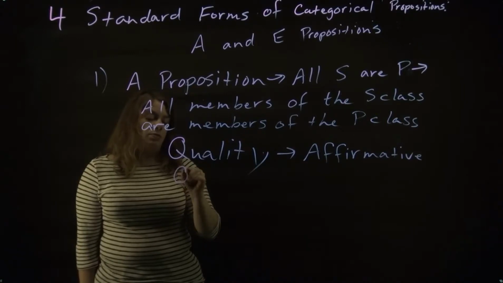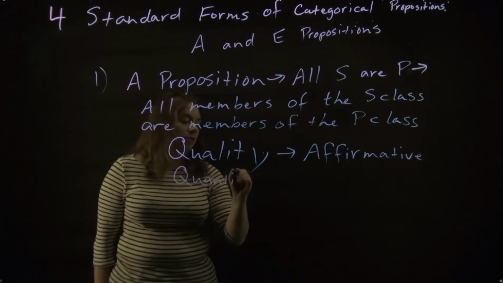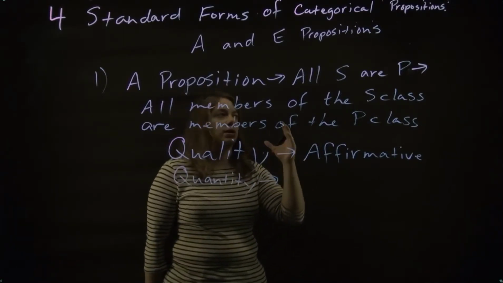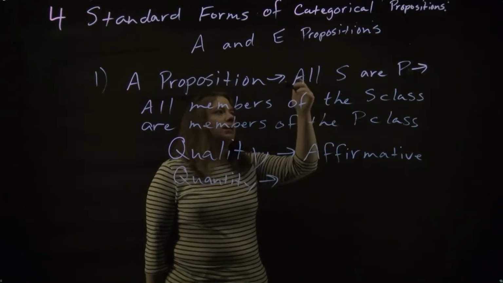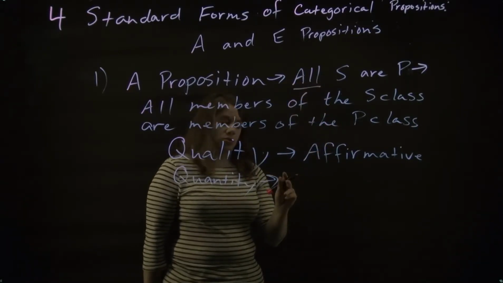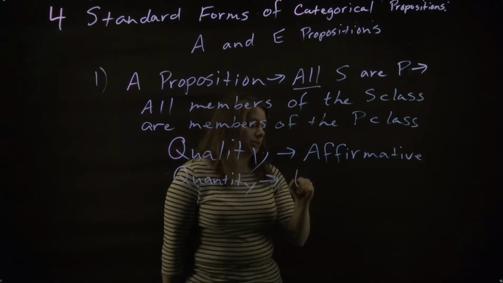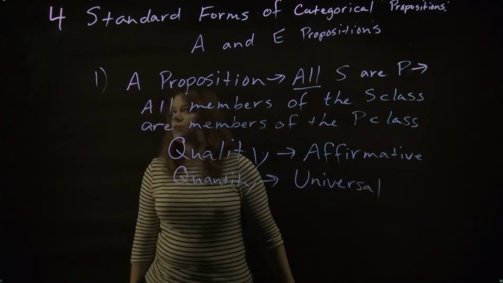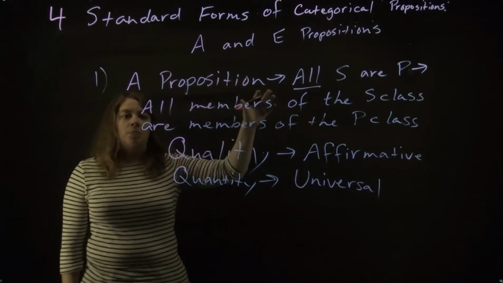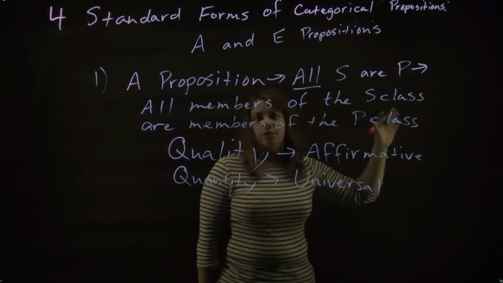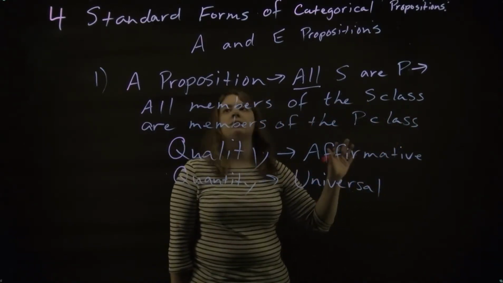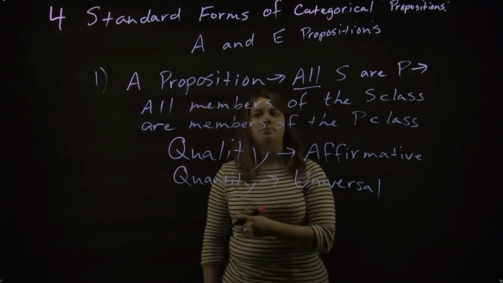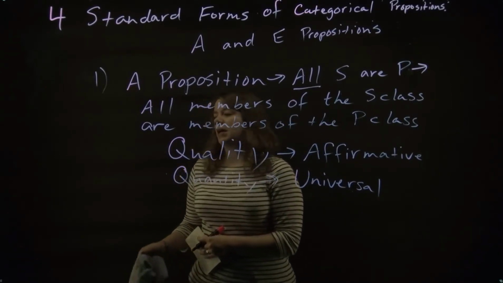And we also refer to the quantity of a categorical proposition. The quantity refers to the number of members of a class that are included. In this case, we have the quantifier "all." So we're saying that the quantity of an A proposition is universal. In other words, we sometimes refer to A propositions as universal affirmative propositions. All right. That's the main thing to keep in mind with these propositions.